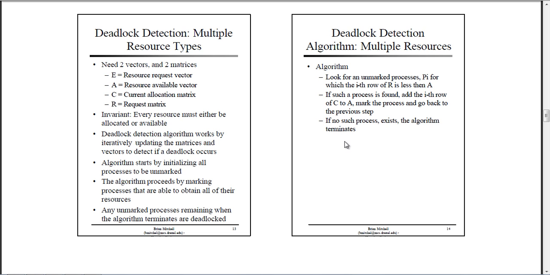Deadlock detection algorithm with multiple resources. In the algorithm, look for an unmarked process Pi for which the i-th row of R is less than or equal to A. If such a process is found, add the i-th row of C to A, mark the process, and go back to the previous step. If no such process exists, the algorithm terminates.